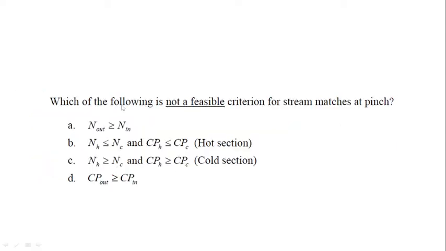Next one, which of the following is not a feasible criteria for stream matches at pinch? N out is greater than N in, NH is less than or equal to NC, and CPH is less than or equal to CPC in hot section. NH is greater than or equal to NC, and CPH is greater than or equal to CPC for cold stream. And CP out is greater than CP in.